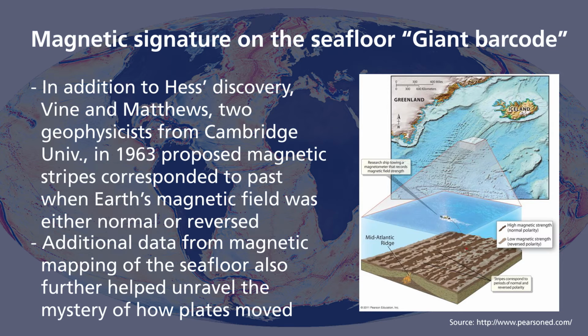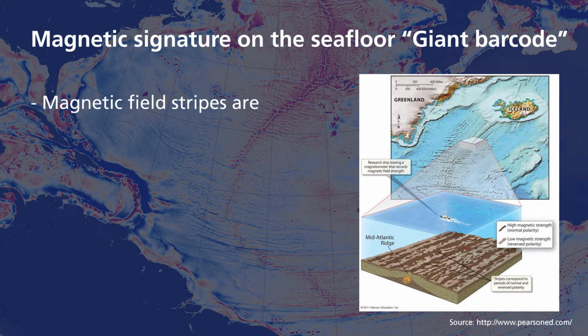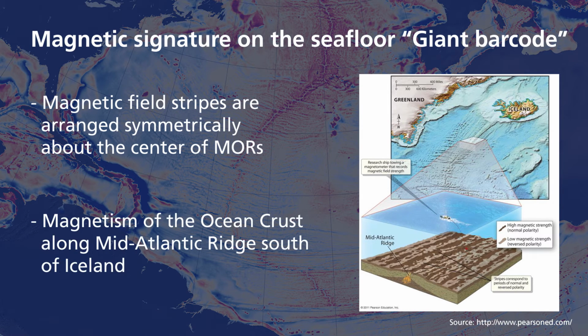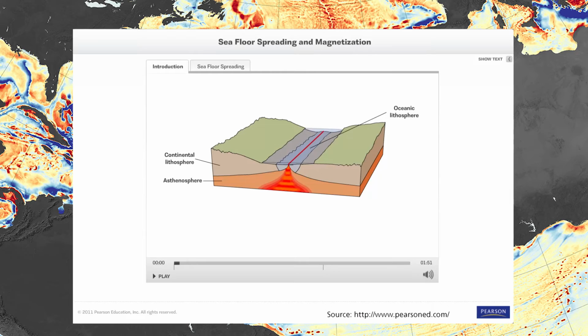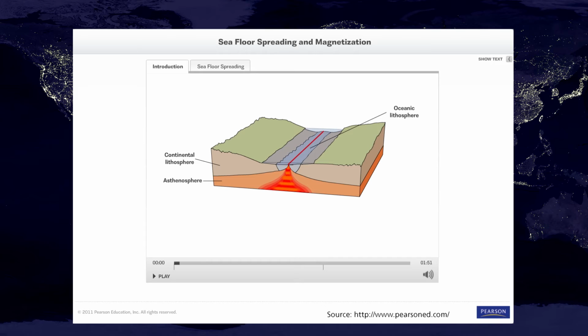Additional data from magnetic mapping helped unravel the mystery of how these plates were moved, because they noticed that the magnetic field stripes are arranged symmetrically about the center of the mid-ocean ridges. Seafloor spreading and seafloor magnetization.